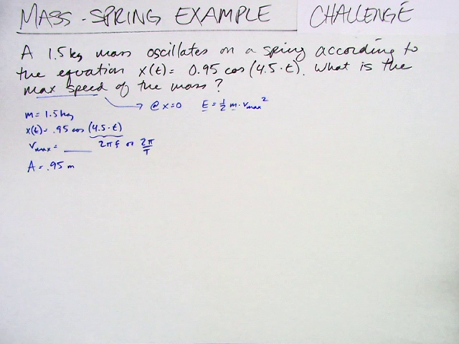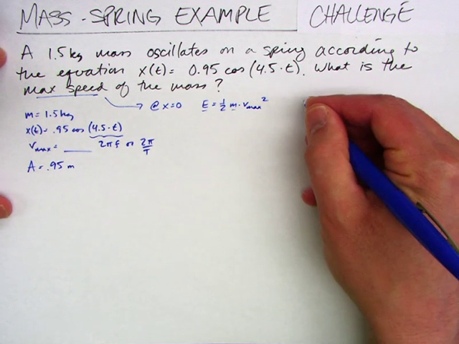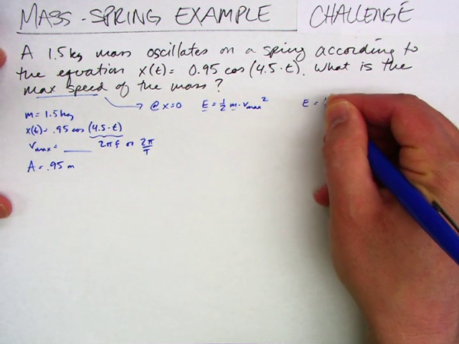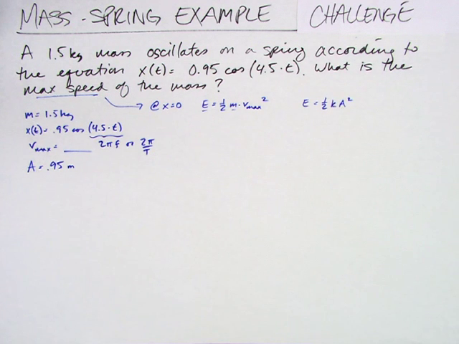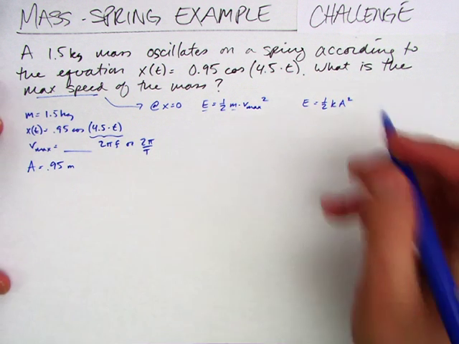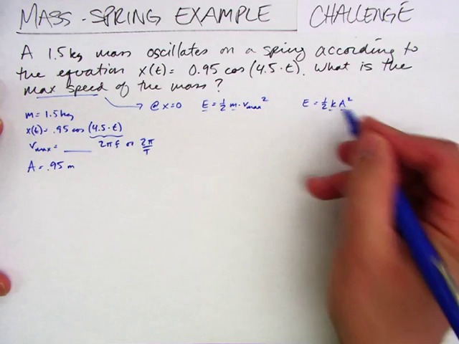But I'm still kind of stuck. How do I find the total energy then? Well, let's look at the other extreme position, where I know the energy is all spring. 1/2 K a squared at maximum amplitude will be the total energy when the speed is 0 and my kinetic energy is 0. Therefore, all my energy is spring potential. So now I know A, but I don't have K.